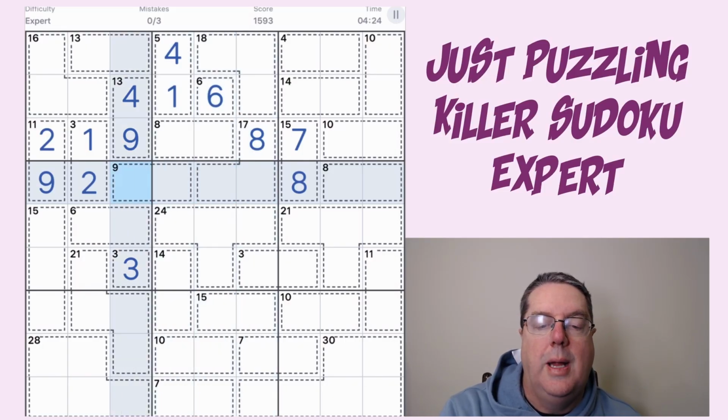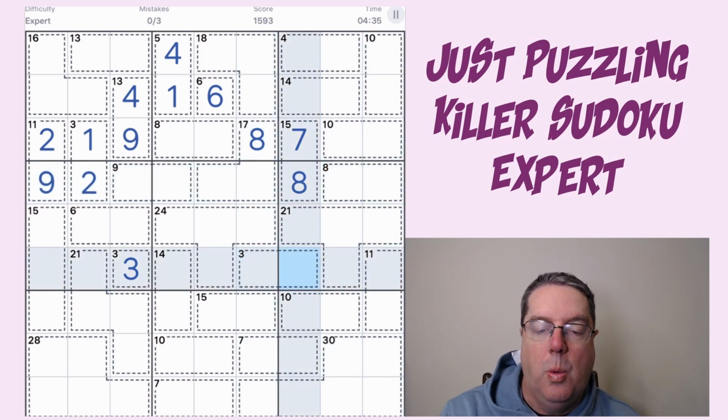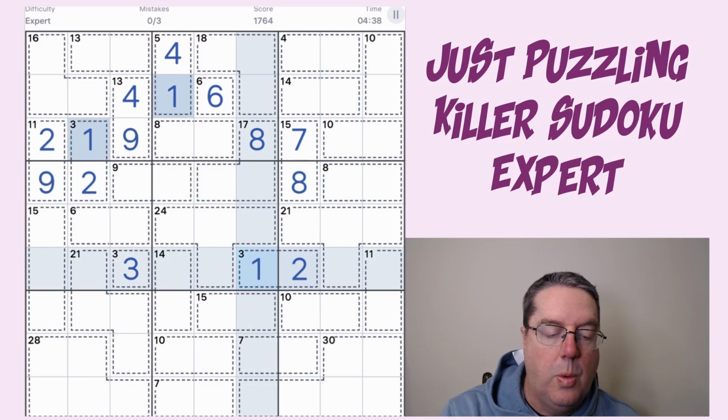This, or 3 and 6. So this over here is going to be 1 and 7. If that's 1 and 7, then this is 2 and 1. That can't be a 1, so that's a 2, and that's a 1 there.